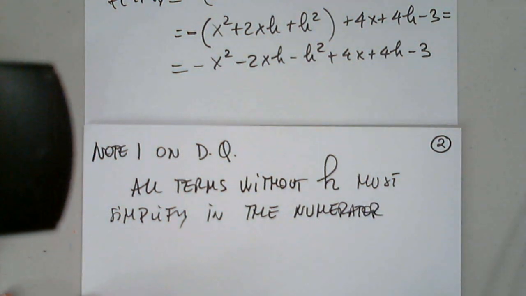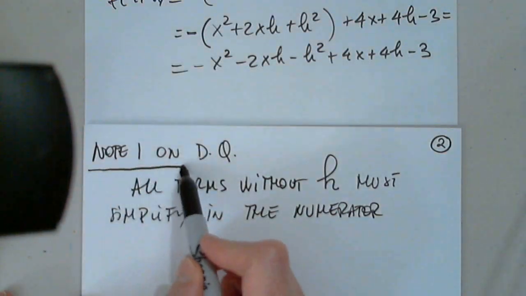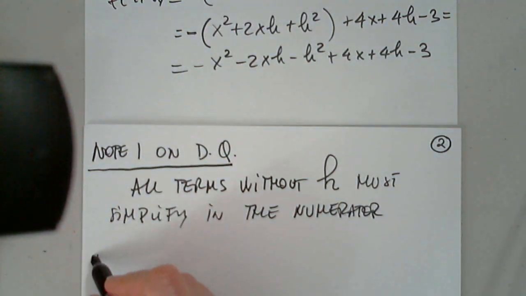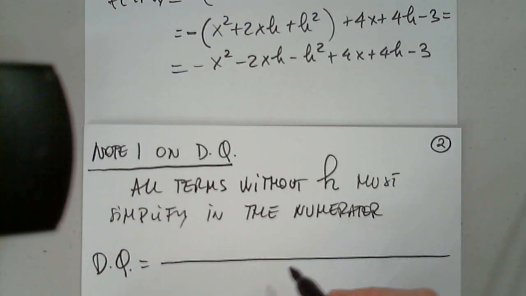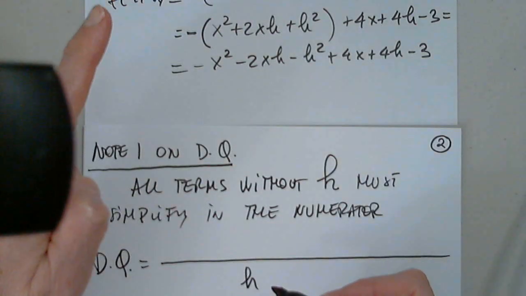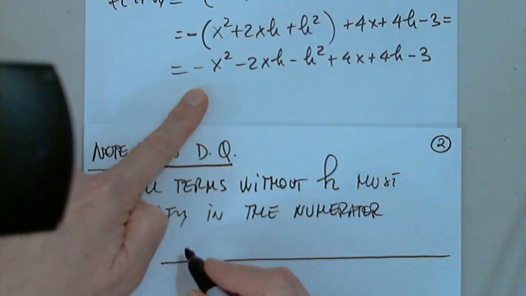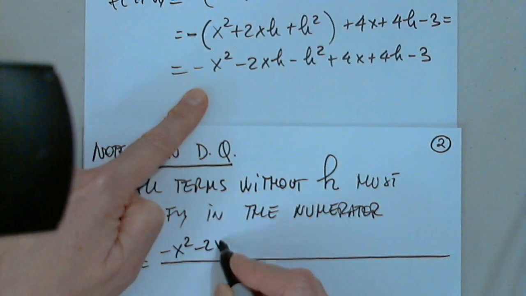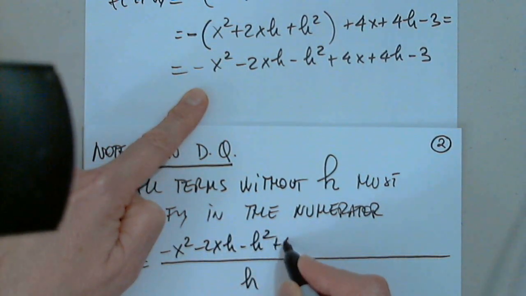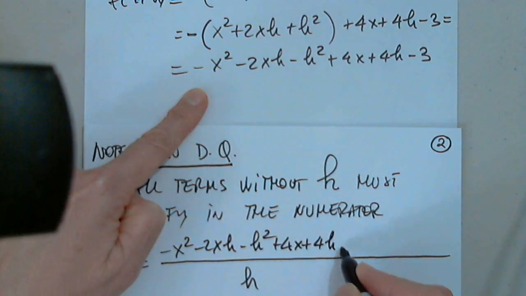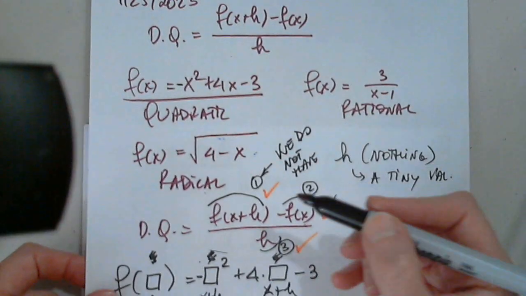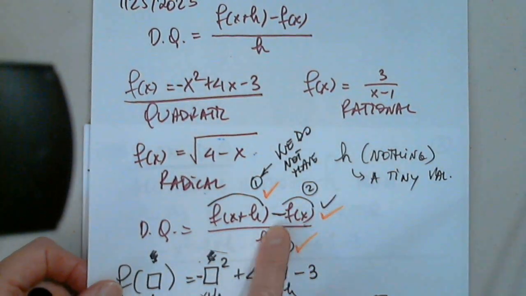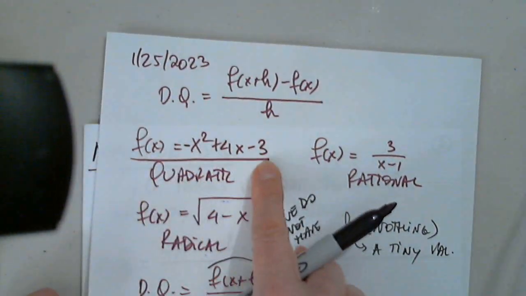So let's see if that happens. And then we are going to write note two. So I'm going to start again. I'm going to replace f of x plus h by this: negative x squared minus 2xh minus h squared plus 4x plus 4h minus 3. I reach this point where I have the opposite of the function.